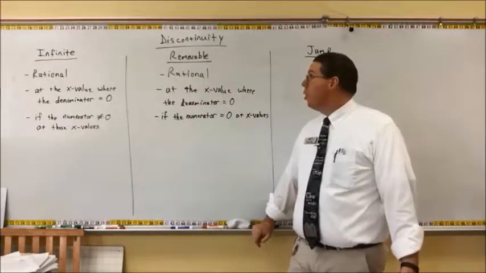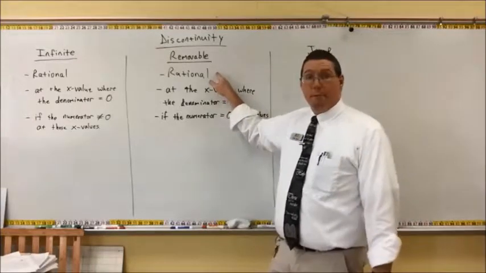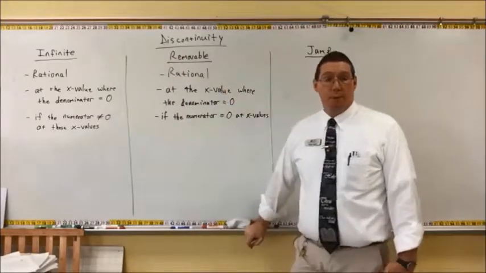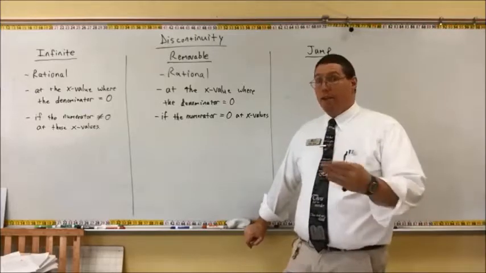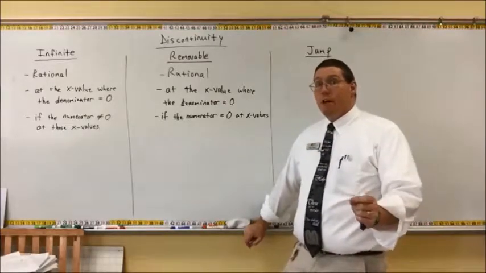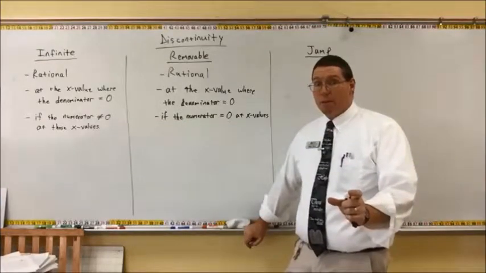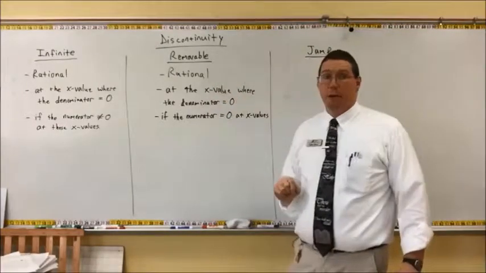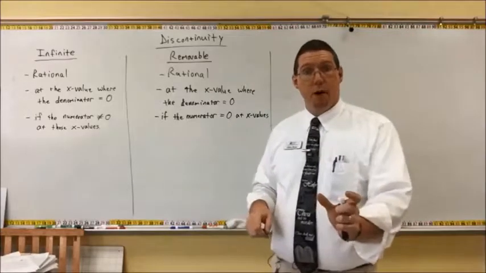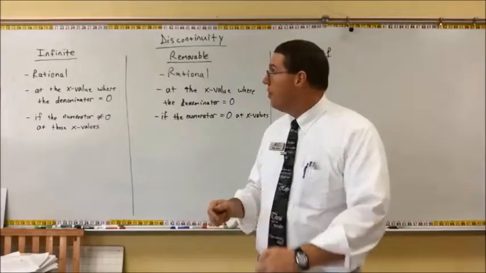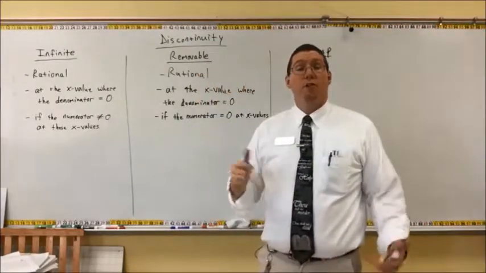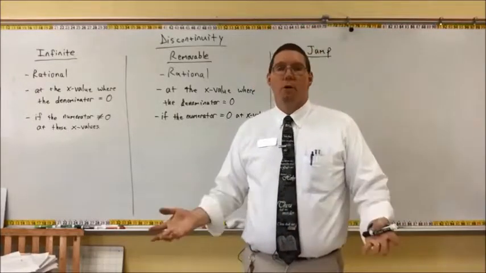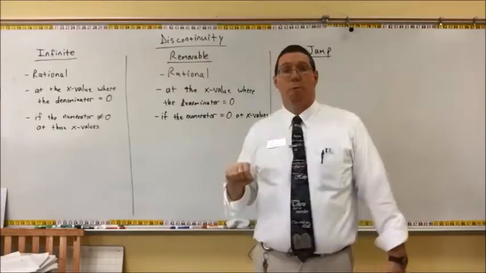So let's sum this up. When you have a rational function, you can have either an infinite or a removable discontinuity. The way you'll know whether it's infinite or removable is if an x value makes the denominator equal 0, and it also makes the numerator equal 0, that's a removable discontinuity. But if there's an x value that makes the denominator equal 0, but the numerator does not equal 0, then that is an infinite discontinuity. There's also the situation where you could have a rational function where the denominator cannot equal 0. And in those cases, there is neither an infinite nor a removable discontinuity.